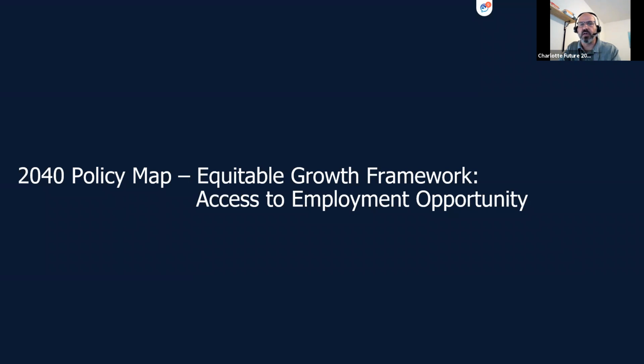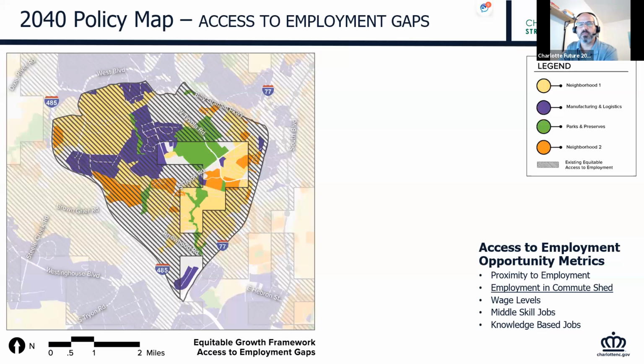The next component of the equitable growth framework is improving access to employment opportunity. On this map, areas outside the black diagonal hatches are lacking existing access to employment opportunity, meaning there aren't a lot of jobs in this area. Again, the bullet points on this page are the metrics that were used to understand where access currently is lacking.